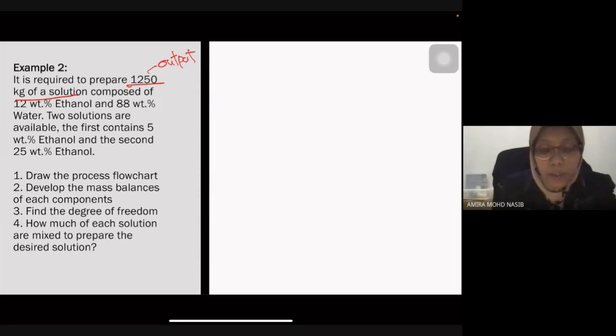Composed of 12% ethanol and 88% water, so its aqueous solution contains ethanol and also water. Two solutions are available. The first contains 5% ethanol and the second 25% ethanol. So that means it's going to be adding up between two inputs. So what is the process? The unit process is only a mixer, because it's going to mix.